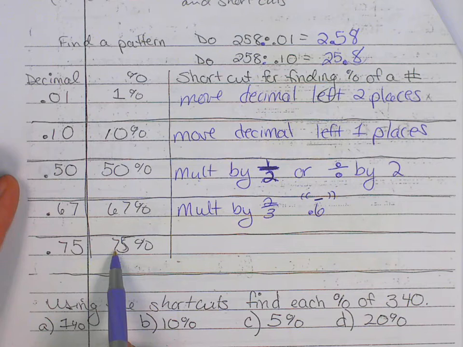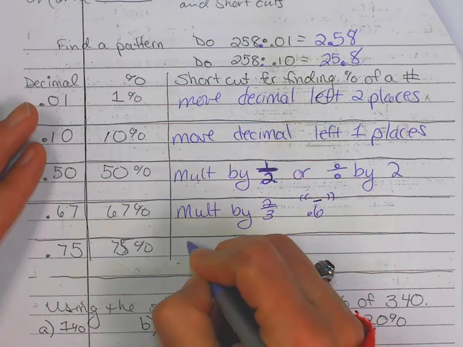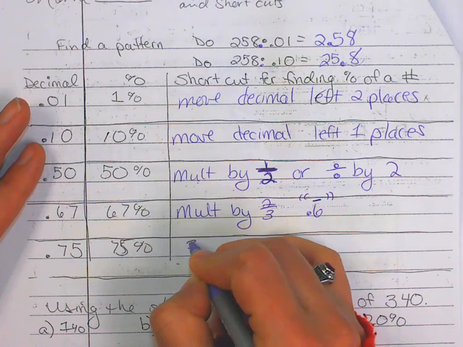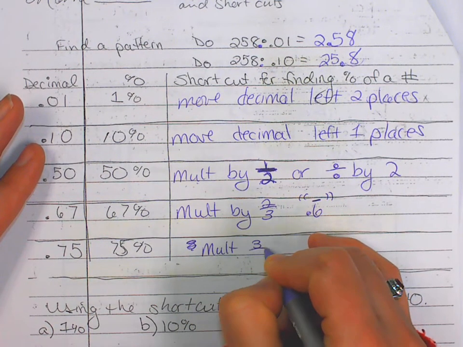0.75, otherwise known as 75%, 75 cents in a dollar. Well, that's 3 quarters.